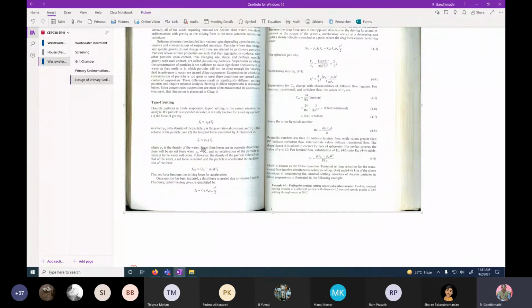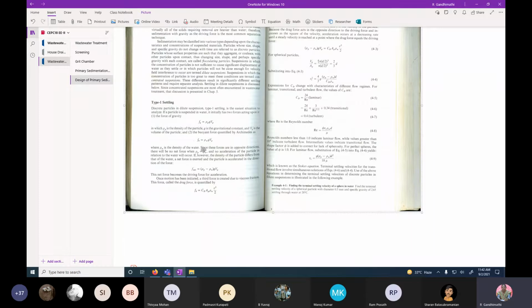The discrete particles in dilute suspension. A dilute suspension means you have a huge quantity of water with a very small amount of solids. There you can expect type 1 settling. That means the settling of individual particles will not interfere with the settling of other particles.